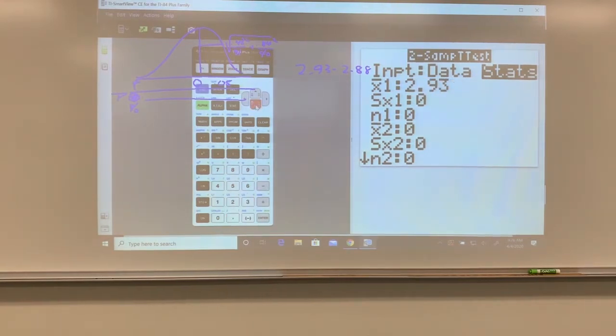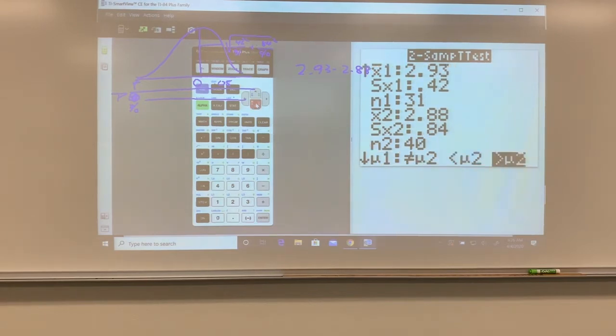Their standard deviation was, I believe, 0.42. Just type that in. And they had 31 kids in the sample. The second group had a mean of 2.88 with a standard deviation of 0.84, and then they had 40 kids in their sample.